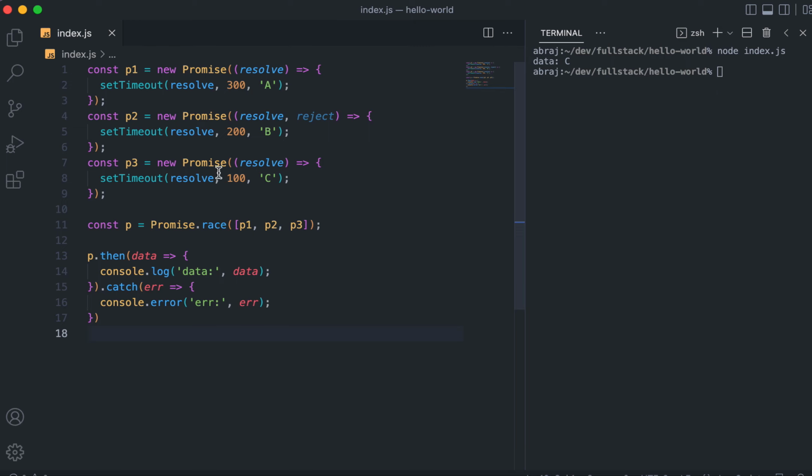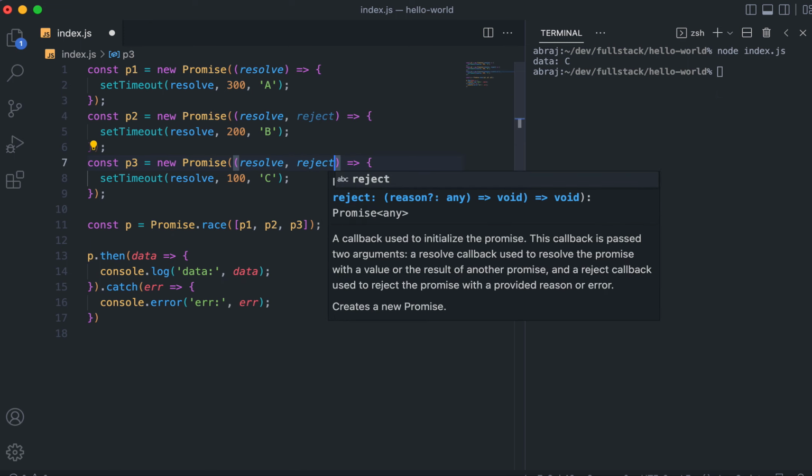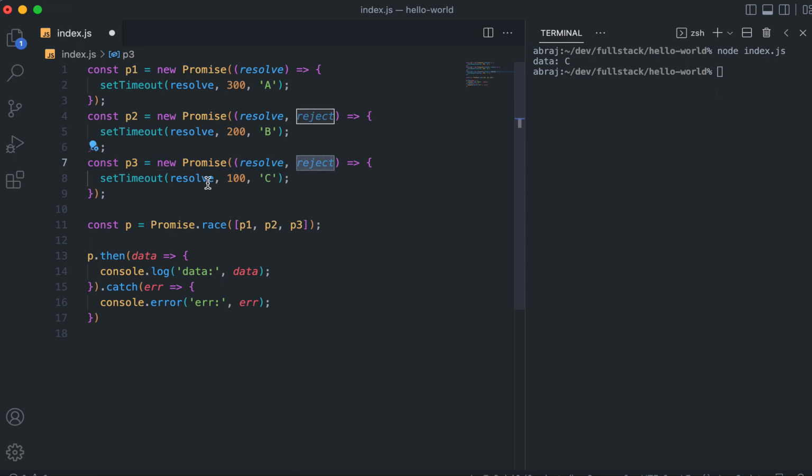If, let's say, this is reject, had it rejected, then also it will still deal with P3 only, because that is the first one settled. Just the difference will be that this time the C will be the reason for rejection rather than the resolved value, right? So it is going in ERR, as you can see, the catch block it is going in, and ERR it is printing, right? So yeah, this is the difference between race and all.